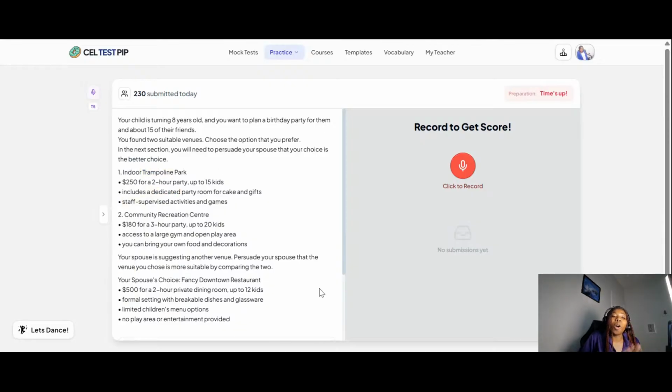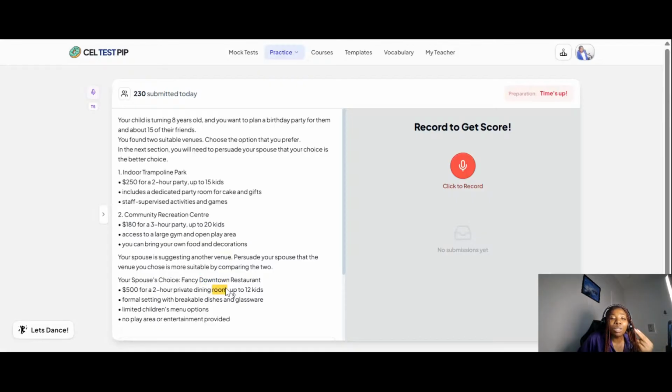Sometimes it might be your manager that you are going to convince. It depends on the question. So you just pick one, and then you're going to convince your spouse by suggesting another venue. Persuade your spouse that the venue you choose is more suitable by comparing the two. See, you need to persuade your spouse, and then you need to compare. You see that you have two things that you must do.